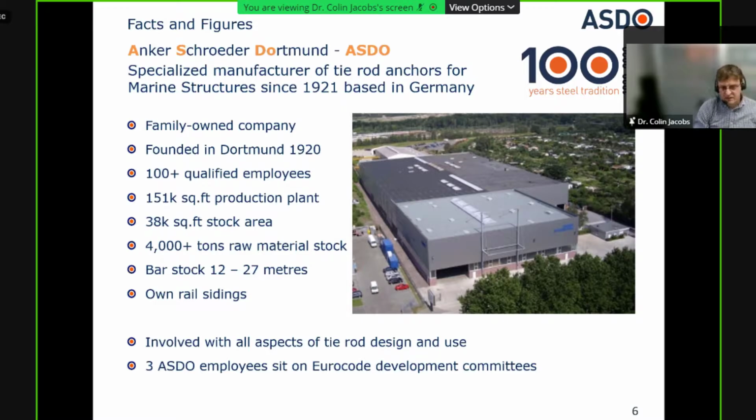We're involved with all aspects of tie rod design and use, whether it's ground structures or above ground structures. And 3 of our employees, including myself, sit on Eurocode development committees. So we also contribute back to the design aspects and development of the construction industry in general.